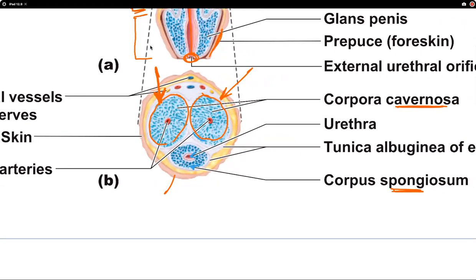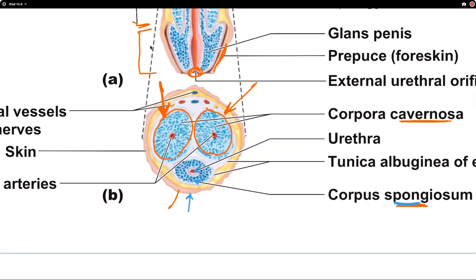And why do we use sponge here? Because it is compressible. This is the erectile tube that is located on the ventral surface, on the inferior surface of the penis. So again, three erectile tubes that you can see here in the penis, two corpora cavernosa and one corpus spongiosum. Again, the corpus spongiosum is where the spongy urethra is going to be traveling.